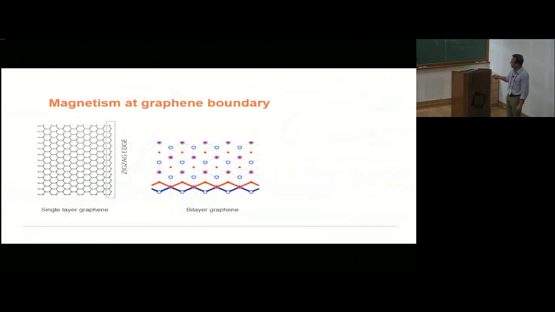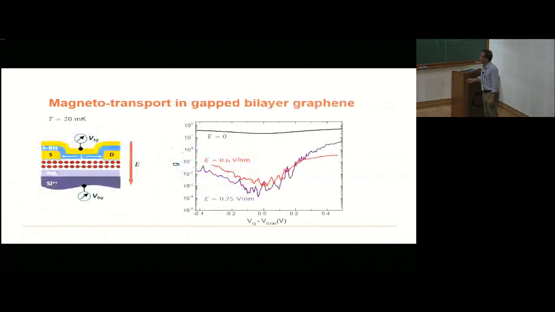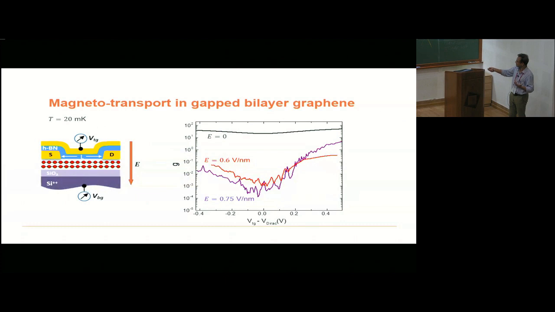In the case of bilayer graphene, the situation is much less clear. There are not many experiments which show what kind of magnetic state the bilayer graphene edges are in. It is probably still an open theoretical problem, if I understand. And if you see our experiment, this is ongoing work, and I will just quickly flash a slide on this.